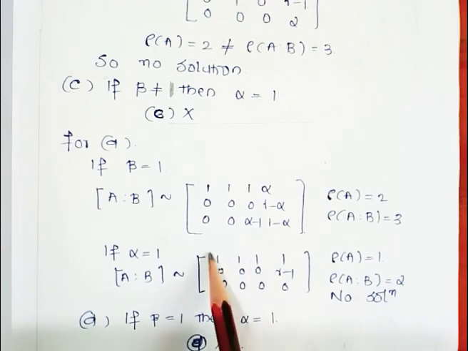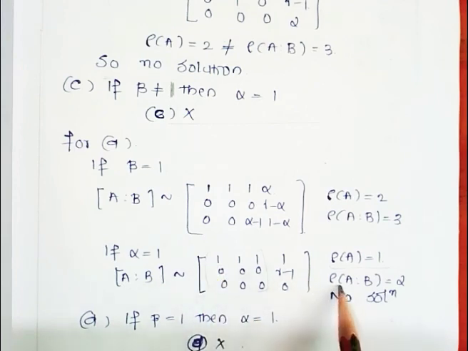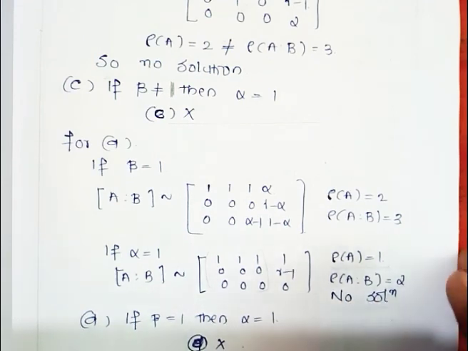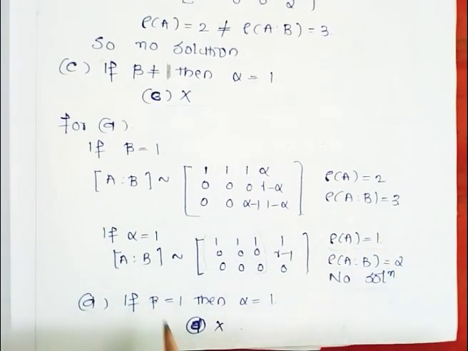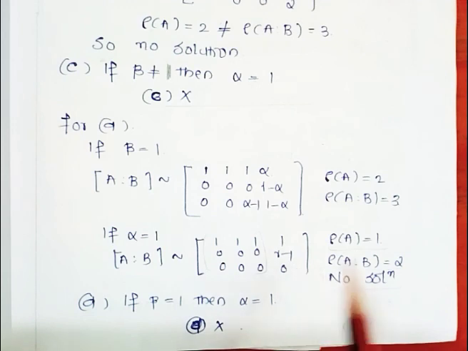From this we can see that the rank of A is equal to 1 and the rank of the augmented matrix AB is equal to 2. Therefore rank of A is not equal to rank of the augmented matrix, so the system has no solution. Our last option says that if beta is equal to 1, then alpha is equal to 1. The condition that our system has at least one solution is not satisfied. So our last option is wrong.